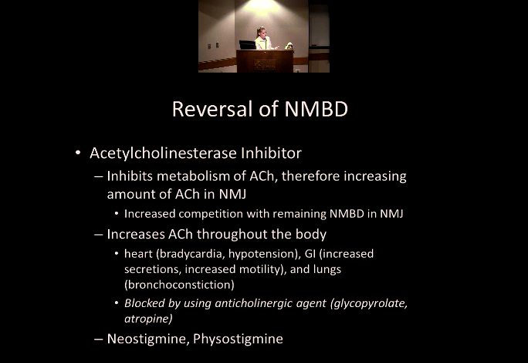So we're going to give you an acetylcholinesterase inhibitor and an anticholinergic agent together. Some people mix it in the same syringe, some people give a little bit of this, a little bit of that, a little bit of this, a little bit of that. But basically, you want them to be working together simultaneously to prevent these side effects.